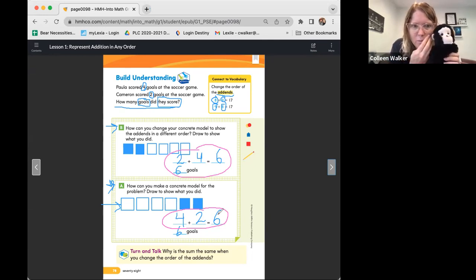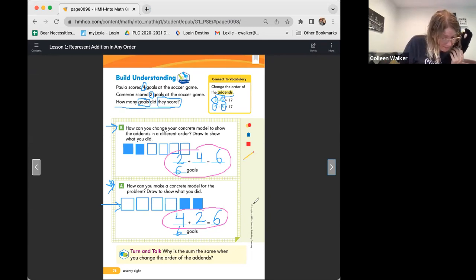Got it. Okay. So monkey, we're trying to know, why is the sum, see how the sum is the same? Why is the sum the same even though we change the order of the addends? What do you think? Oh, got it. Okay. Thank you.